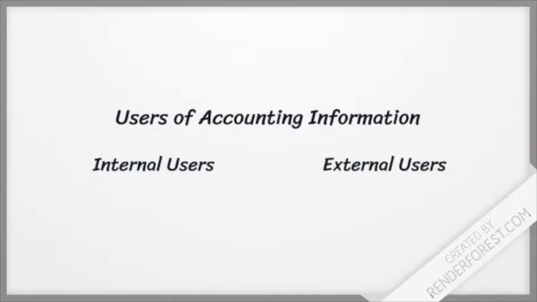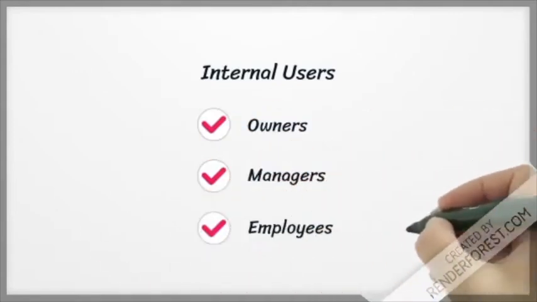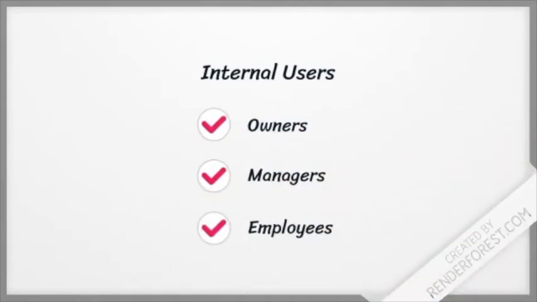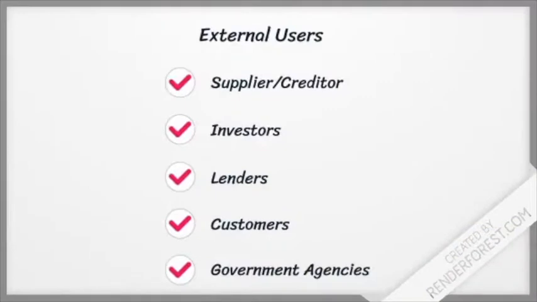The users of accounting information are divided into two, which are the internal users and the external users. The internal users are such as owners, managers, and employees. For external users, there are suppliers or creditors, investors, lenders, customers, and government agencies.